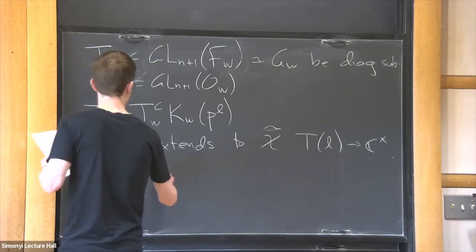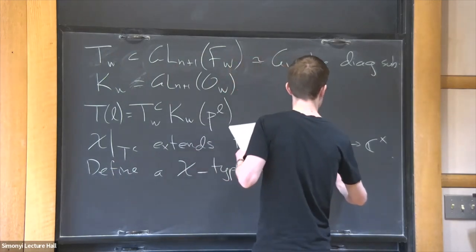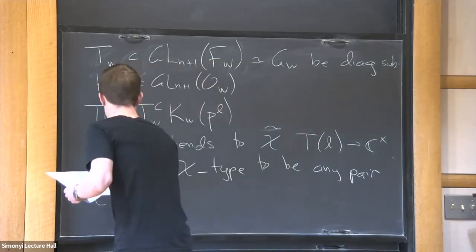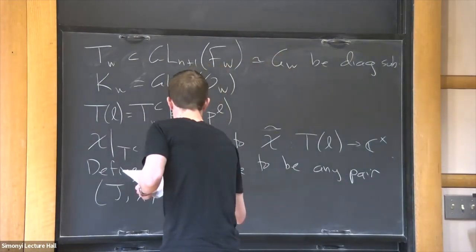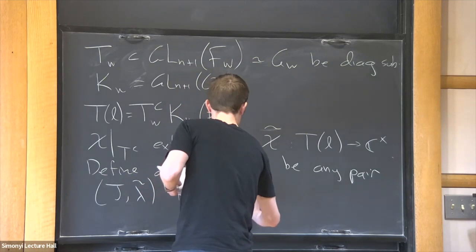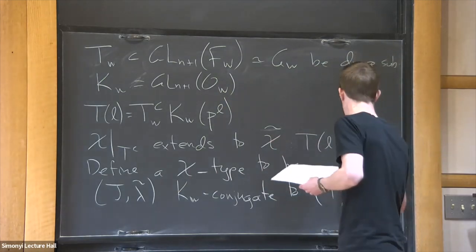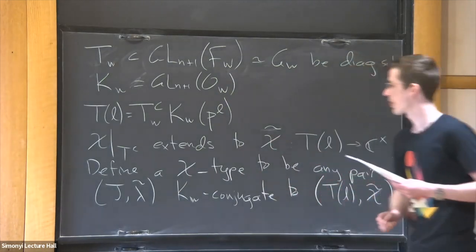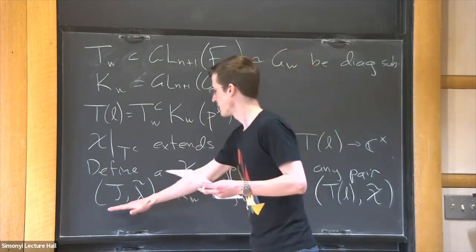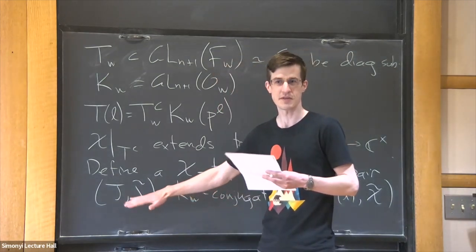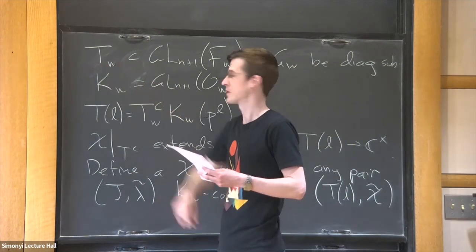Okay. So we define a chi type to be any pair consisting of a compact open subgroup and a character of that compact open subgroup that's K_W conjugate to this standard pair of T_L and this character chi tilde. And it turns out that these things are actually types in the sense of type theory, types for the supercuspidal data you'd expect of this torus with the character chi.